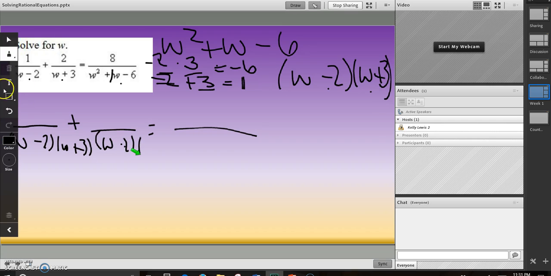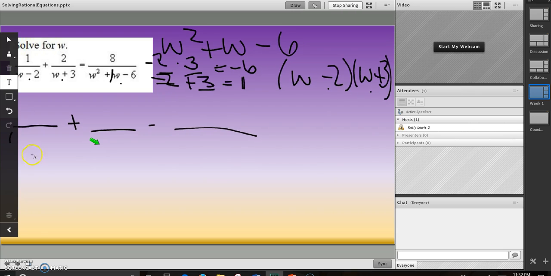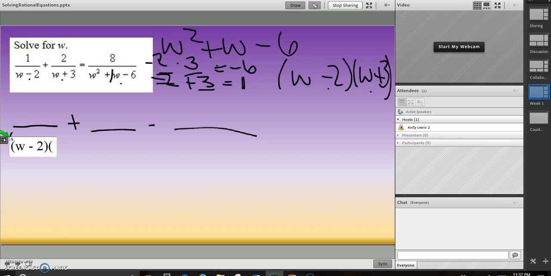You know what I should do? All right. W minus 2, W plus 3. Oh, still really big, but okay. All right, remember this w minus 2, w plus 3, that's the exact same as this w squared plus w minus 6. Right?